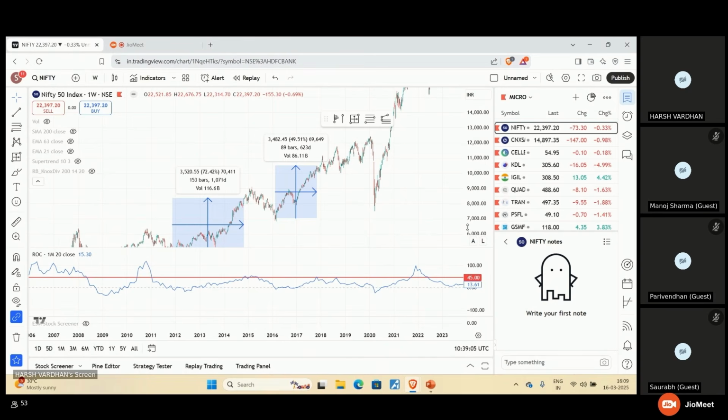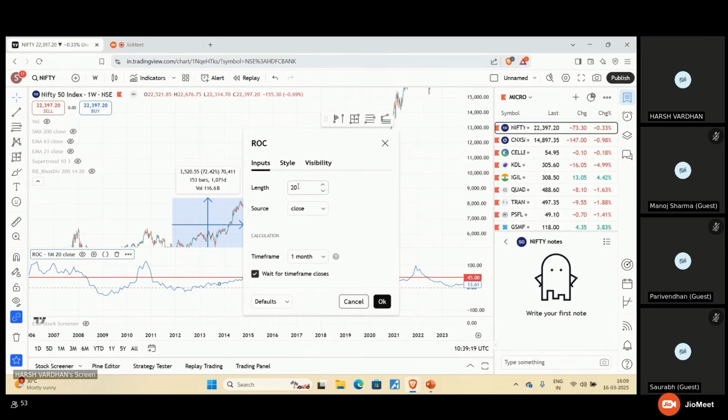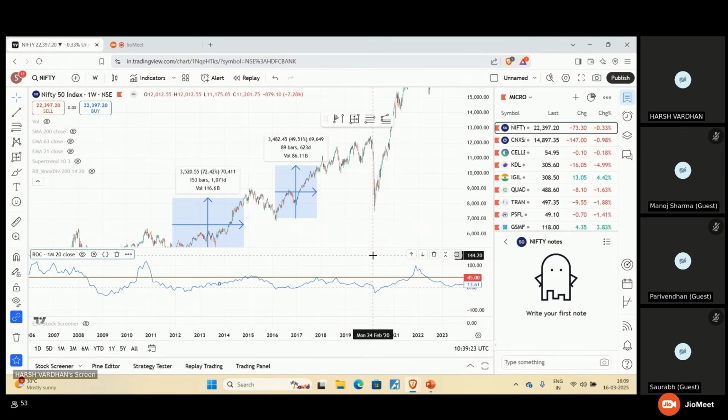What this rate of change indicator does is it calculates the rate of change in the index in the last 20 months. For example, here we have chosen length as 20 and time frame as 1 month. So in the last 20 months, how much has the market increased or remained the same or whatever it is? What is the rate of change in the last 20 months? So zero means that the market has given zero returns in the last 20 months.